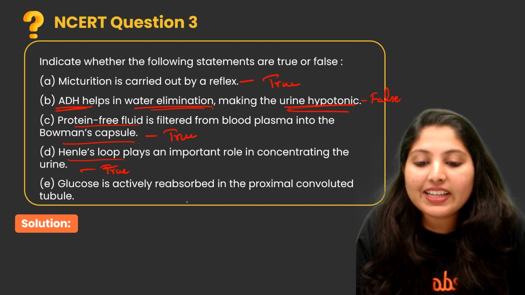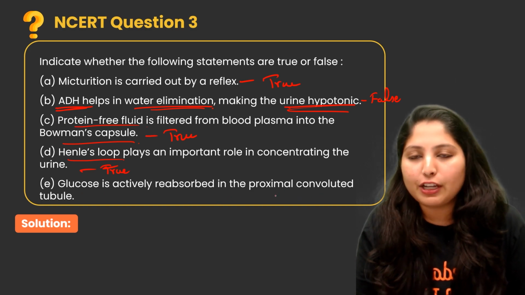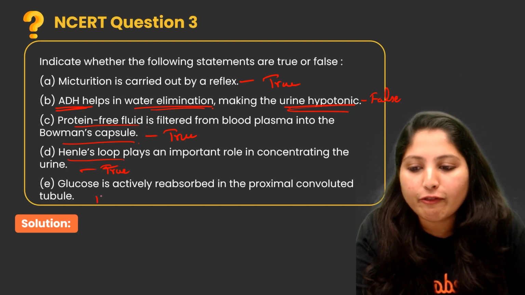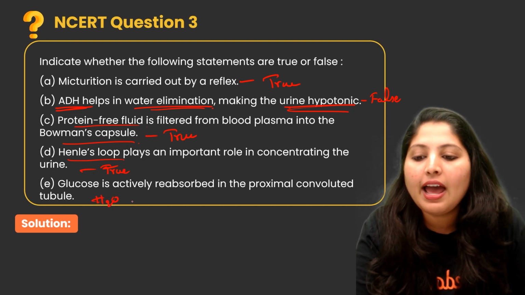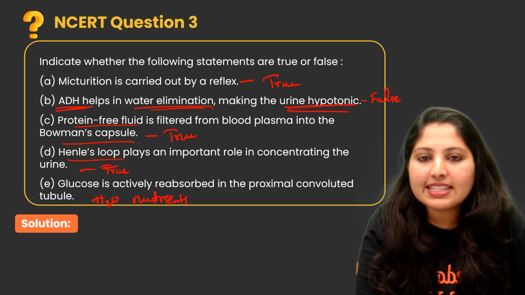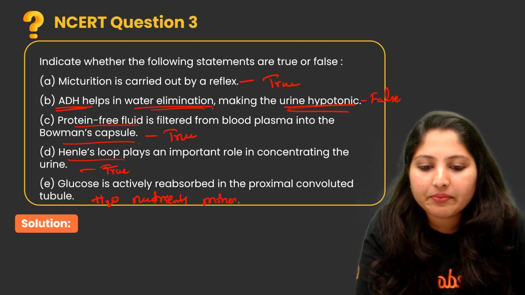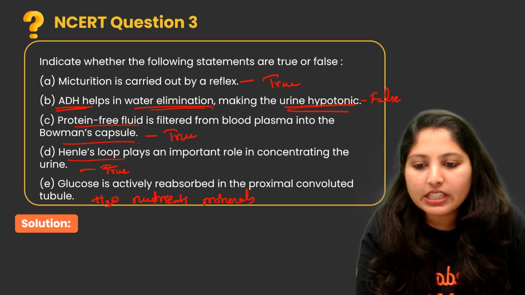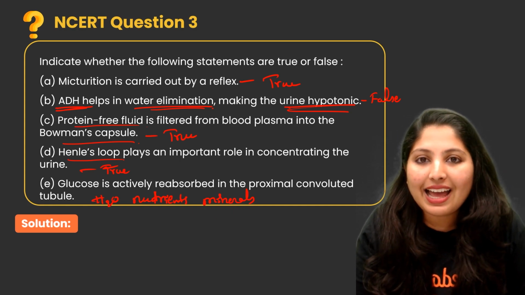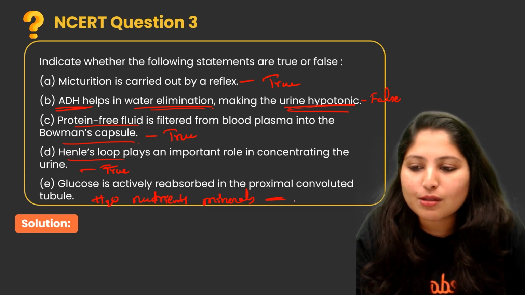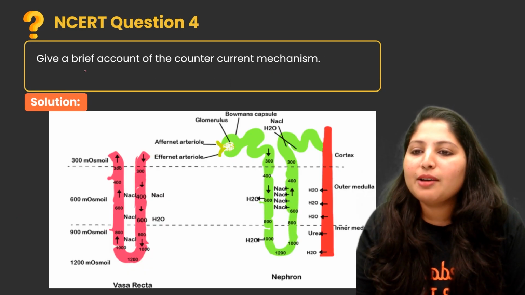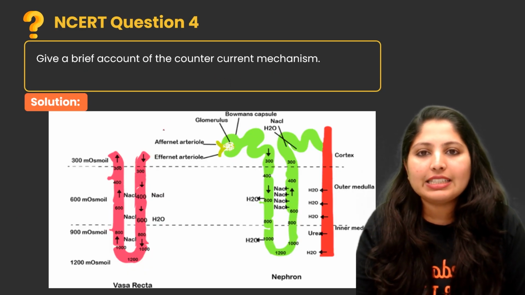The next one: glucose is actively reabsorbed in the proximal convoluted tubule. See, in the proximal convoluted tubule, what happens? Some amount of water, and also nutrients and minerals are reabsorbed. So this is also true. Clear? Yes.